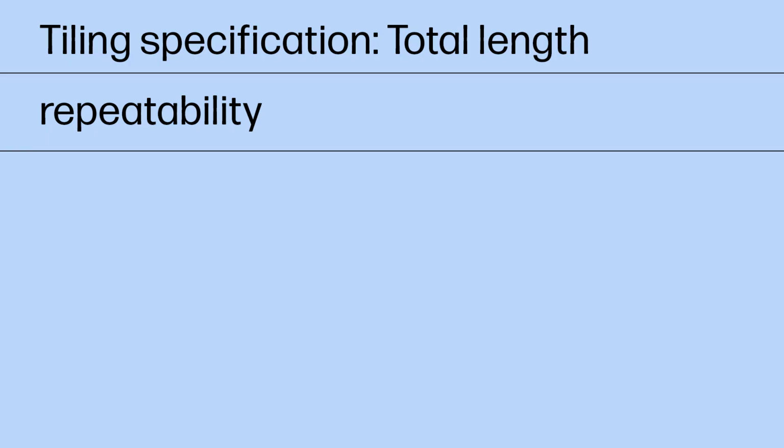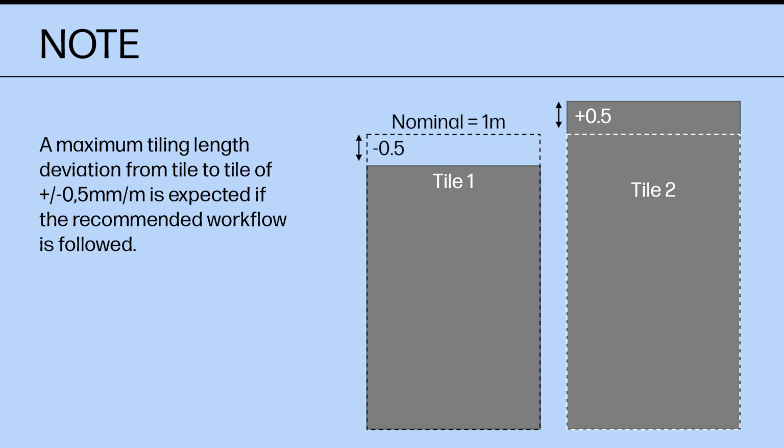Tiling specification, total length repeatability. TLR, or total length repeatability, accounts for the length difference between tiles. A maximum tiling length deviation from tile to tile of +/-0.5 mm/m is expected if the recommended workflow is followed.